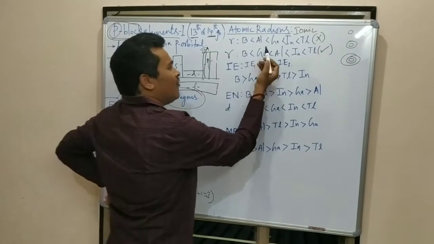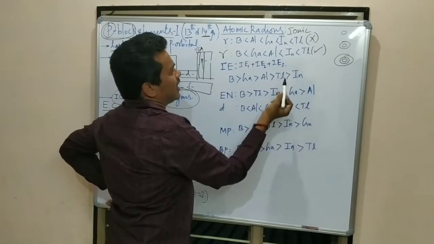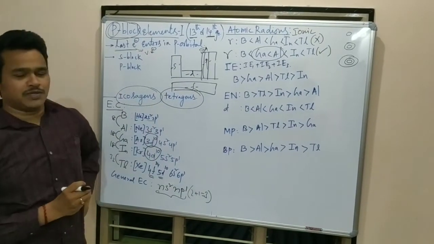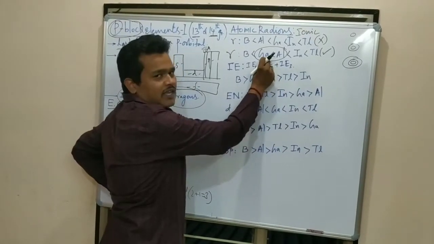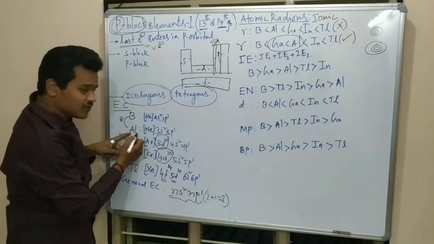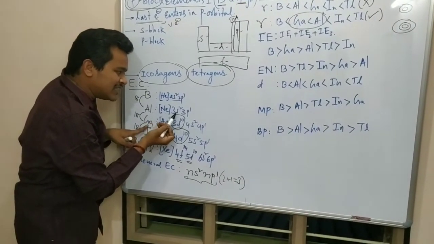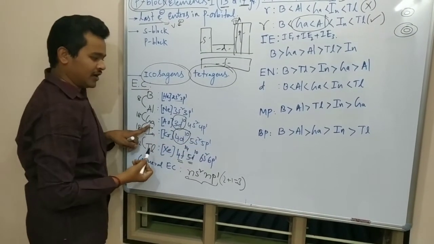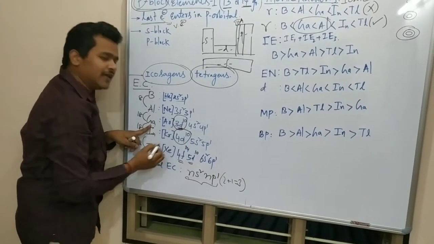Where is the difference here? Boron is okay, indium okay, thallium okay, and only here there is a change. Here you observe an exception: gallium becomes smaller than aluminium. Gallium is smaller than aluminium. What happened here? Aluminium's electronic configuration is neon 3s2 3p1. Gallium's electronic configuration is finally 4s2 4p1. Here there is a 3d. What is observed here?